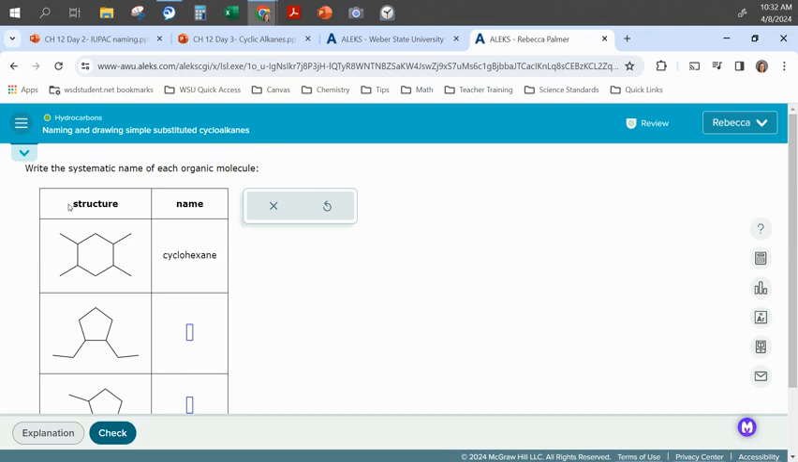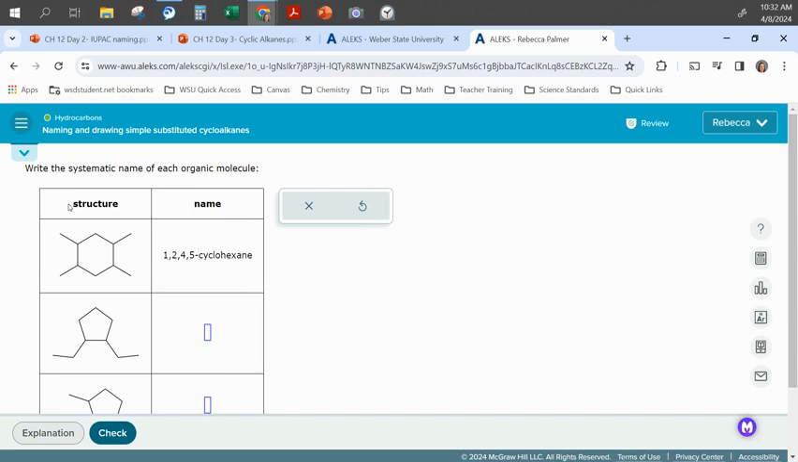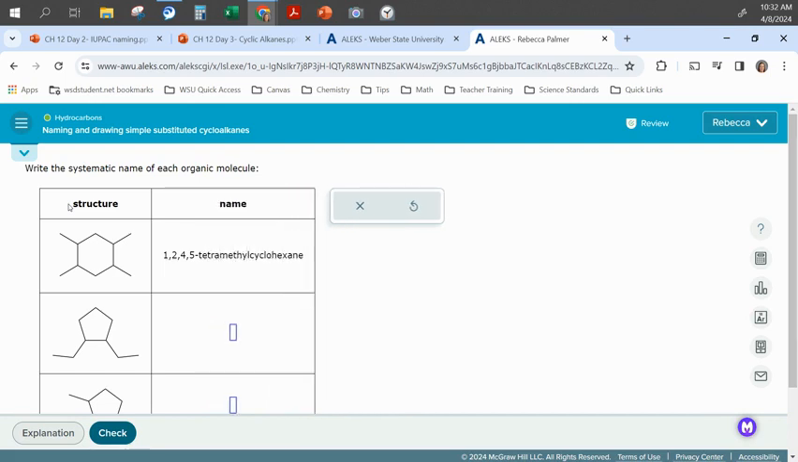So then I have 1 methyl, 2 methyl, 4 methyl, 5 methyl. I'm not going to write that. So what we're going to do is we're going to say 1 methyl. We're going to do 1, comma 2, comma 4, comma 5, dash. There's 4 methyl, so our prefix for 4 is tetra. Tetramethylcyclohexane. And all of those together tell you exactly the molecule that I'm looking at, as long as I spelled it right.